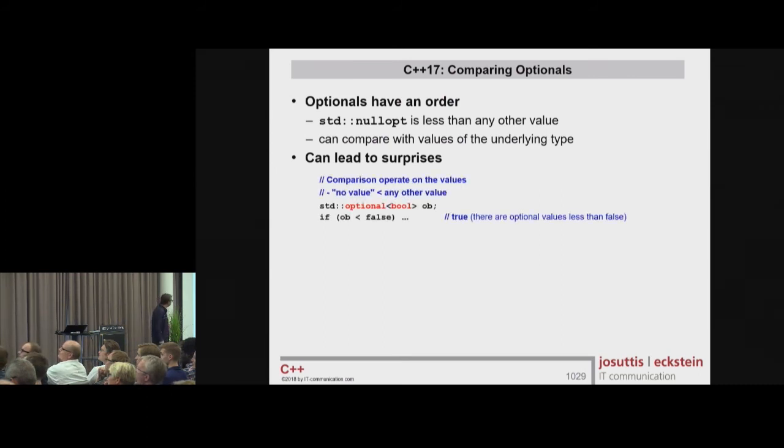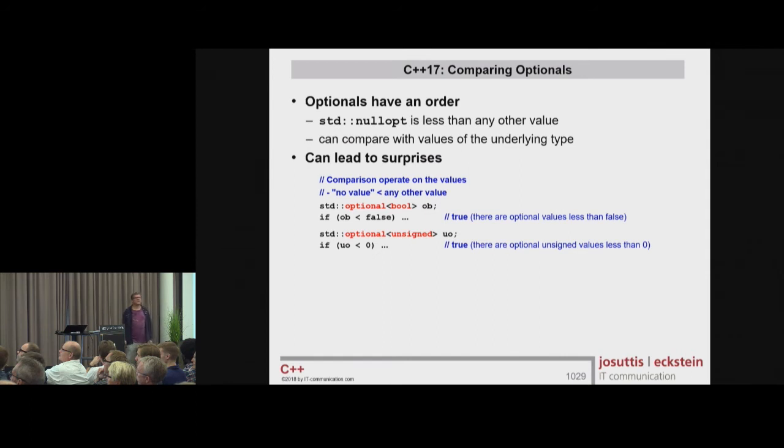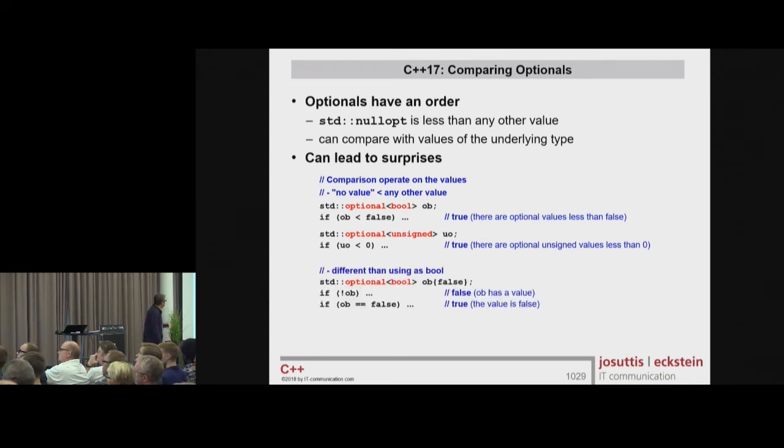So here's the first surprise. If I have an optional bool and I test whether this optional is less than false, the answer is true. Because the rule is that any value that is not set is less than the lowest value of the underlying type. So the values are true and false. So no Boolean value is less than false. And the same is true for optional unsigned. If I have an optional unsigned, it makes sense to test, do I have a value less than 0? OK?